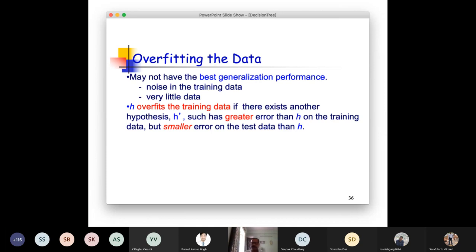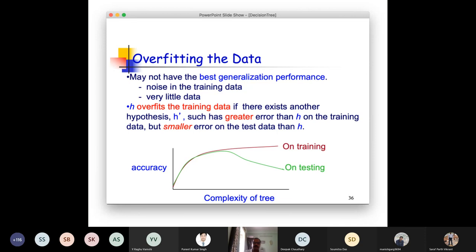So its test data is the reflection of your generalization error. Is it clear? Are there any questions on this? So in that case, you will find this kind of situation that you are having.